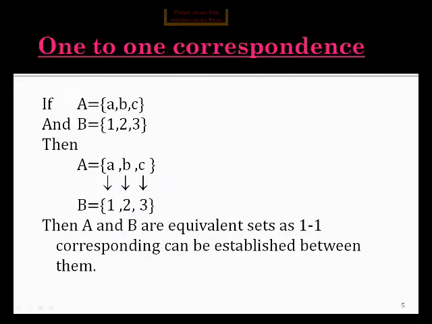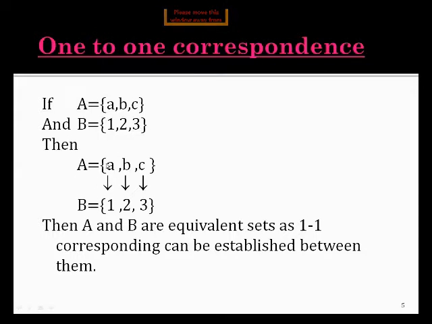The first topic of the day is one-to-one correspondence. Now, what is this one-to-one correspondence? If we have a set A = {a, b, c} and a set B = {1, 2, 3}, as you see, students, both are different sets. In the first set, the elements are a, b, c, and in the second set we have the numbers 1, 2, 3.